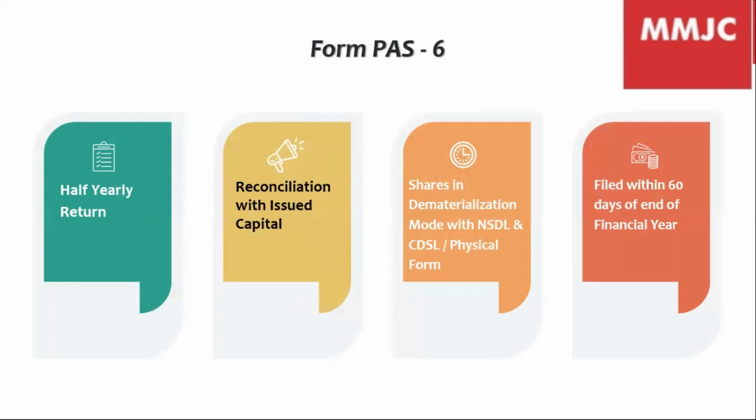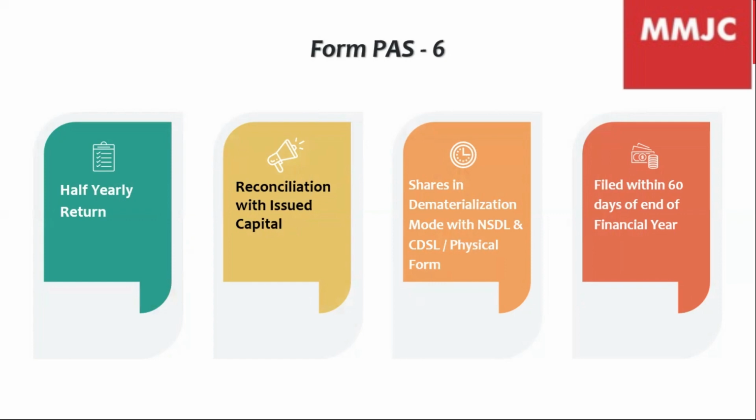So, Form PAS-6 is a half-yearly return for reconciliation of the issued capital of a company vis-à-vis the shares held in dematerialized mode, in CDSL or NSDL, or held in physical form. Since it is a half-yearly return, it has to be filed within 60 days from the end of each half year. That means for the half year ended 31st March 2024, the form has to be filed up to May 30, 2024. And for the half year ended September 2024, the form should be filed up to 29th November 2024.